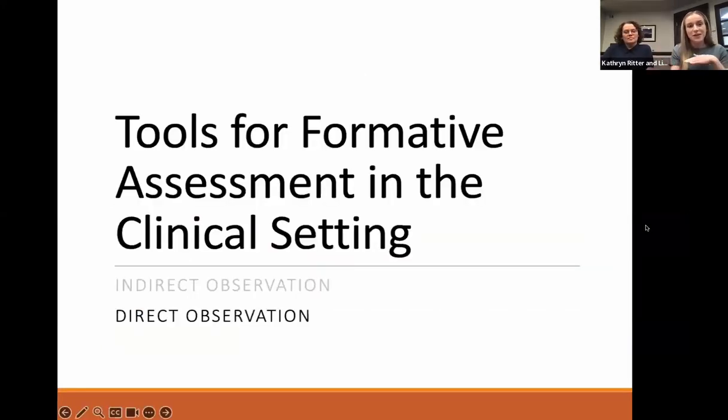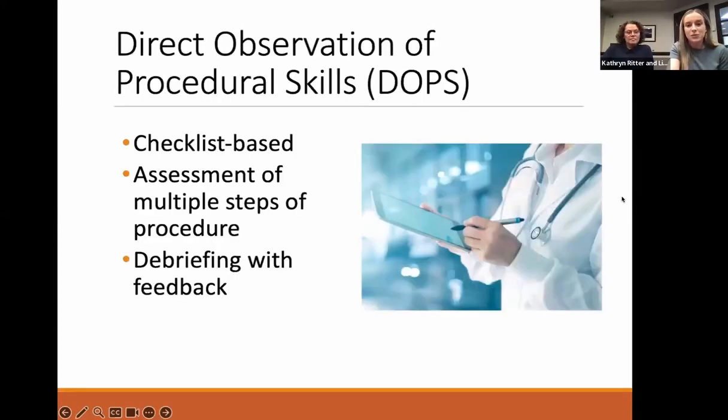So now that we've covered some indirect observation formative assessments, we'll hit some direct observation assessments. There are so many that exist out there, and there are a lot of resources online where you can learn more about specific direct observation tools that you can use for formative assessment. For these assessments, we are going in with our learner, watching them do the full procedure or take a full history.